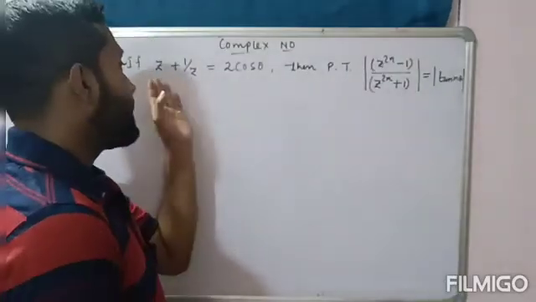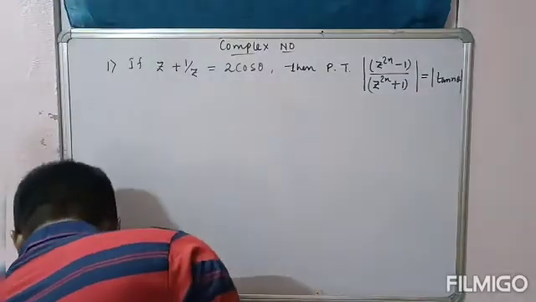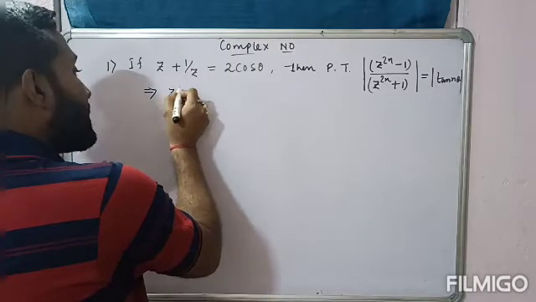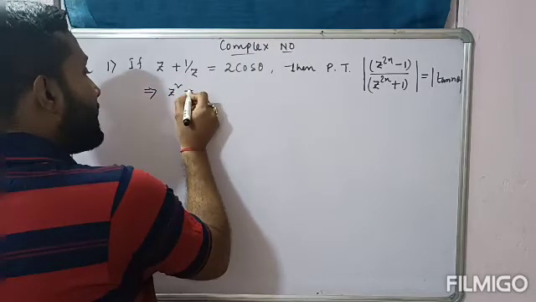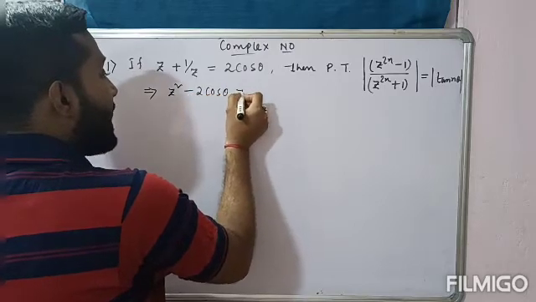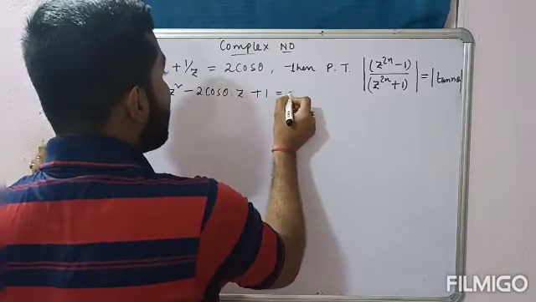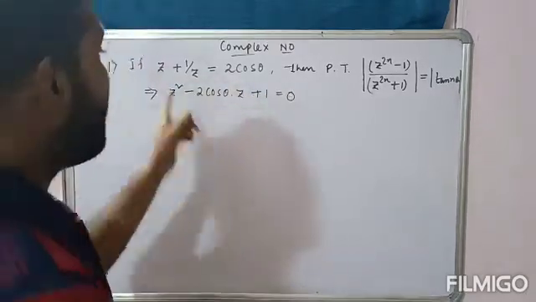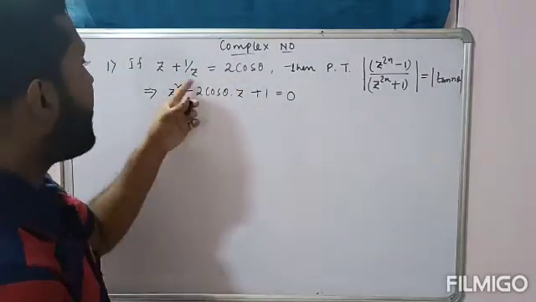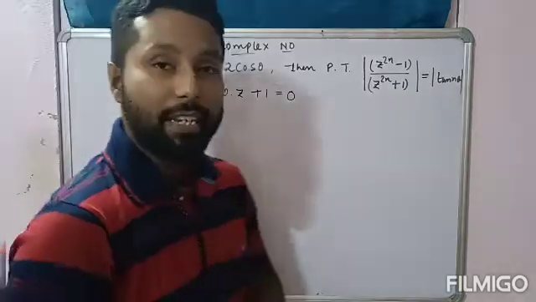Okay, so since z plus 1 by z is equal to 2 cos theta is given, from here if we simplify this one, it will be z square minus 2 cos theta into z plus 1, this is equal to 0. It is a quadratic equation.